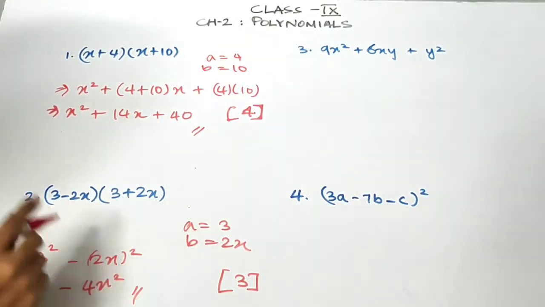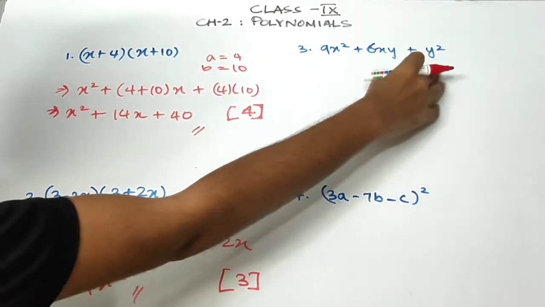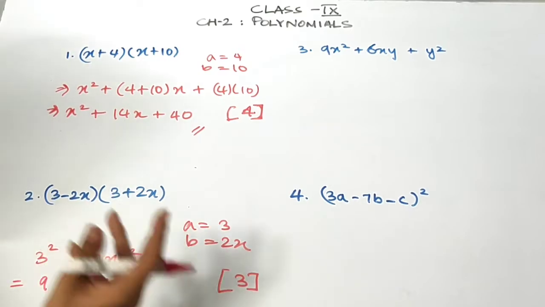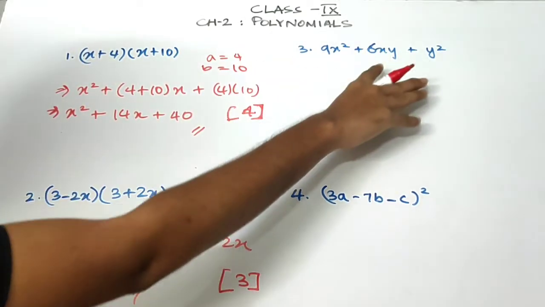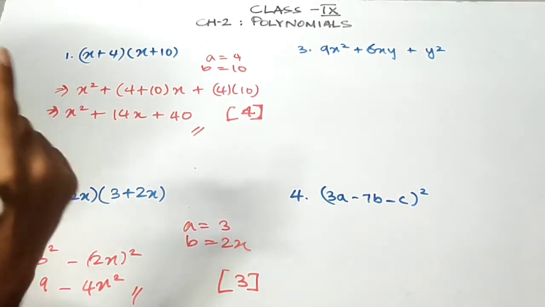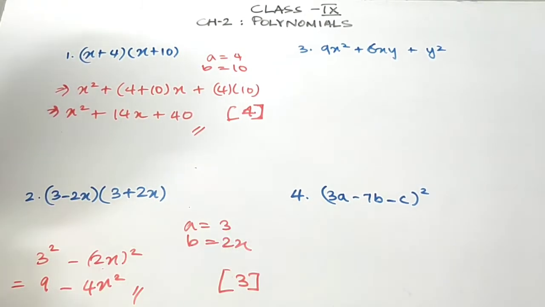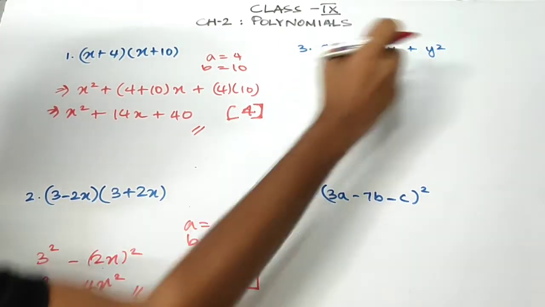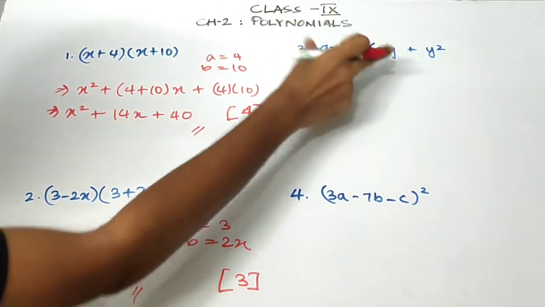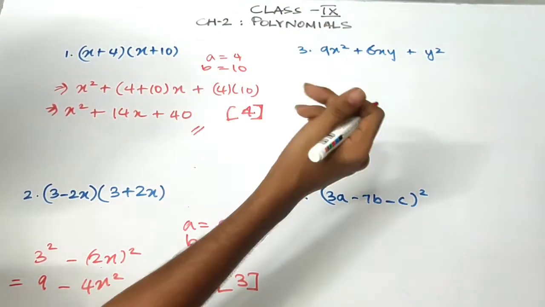Now, in this third problem, you can see that there are x square, y square and xy. So, the only identity that you know of which has all these terms is your first identity, a square plus 2ab plus b square is a plus b the whole square, or x plus y the whole square is x square plus 2xy plus y square. So, you have to somehow represent this in terms of that so that you can use that identity.